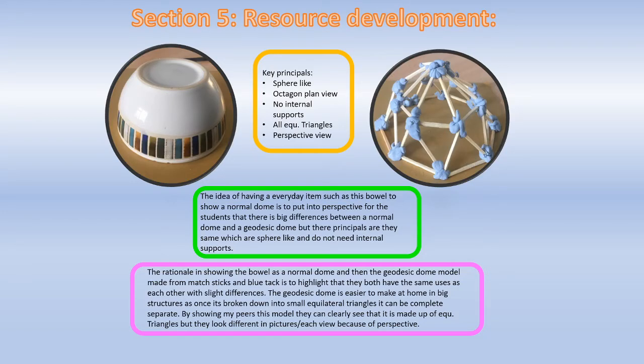So, first of all, what I do with my peers, if I was introducing this resource, would be bringing in a bowl, as I can see on the left hand side here. I'll ask them what it is, and they'll say a bowl. I say what features has it or what's it look like, and they'll probably say a dome. Then I'll say what characteristics has it. So they'll say we can see the key principles there: sphere-like, no internal support.